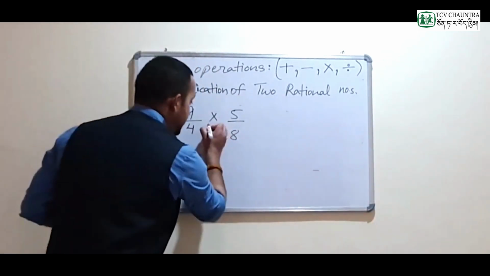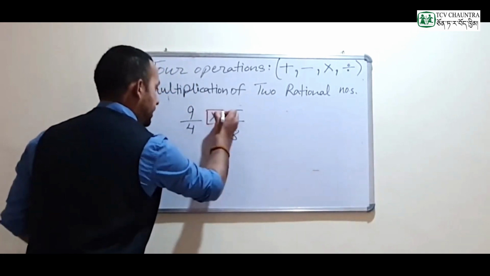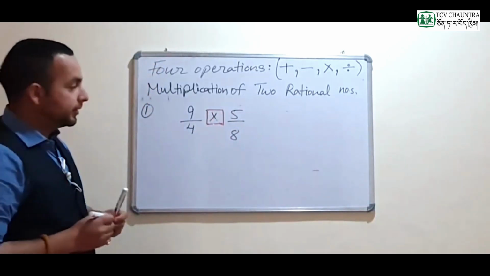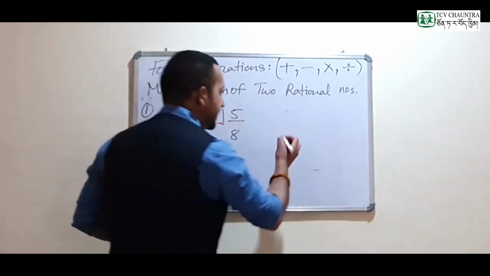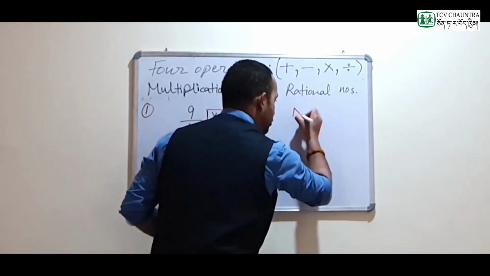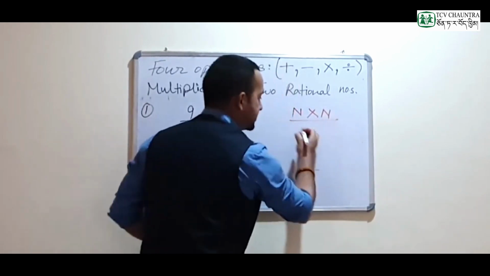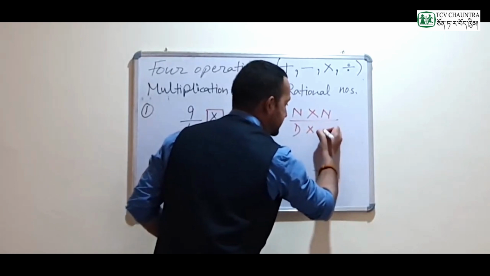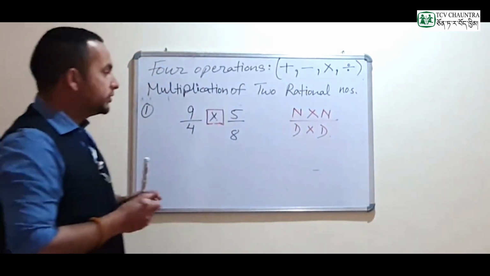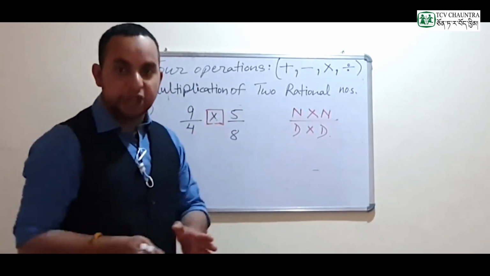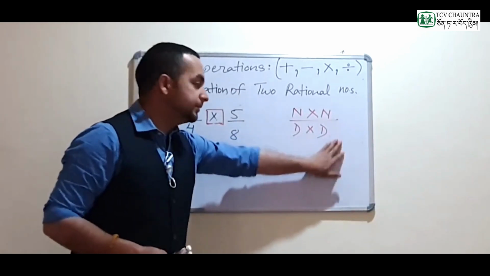And our operation here is multiplication. So in case of multiplication, we are going to use the formula. The formula is: numerator should always be multiplied with the numerator and denominator should be multiplied with the denominator. This is the formula we use here. In case of multiplication and division, numerator is multiplied with the numerator and denominator is multiplied with the denominator.